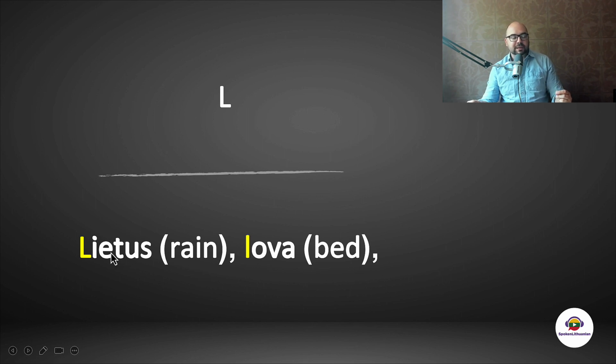So rain would be lietus, but bed would be lova. Lietus, lova. You see the difference? The L here is much softer than here, because I'm not saying lietus, I'm saying lietus. It's a bit higher. My tongue is going higher.